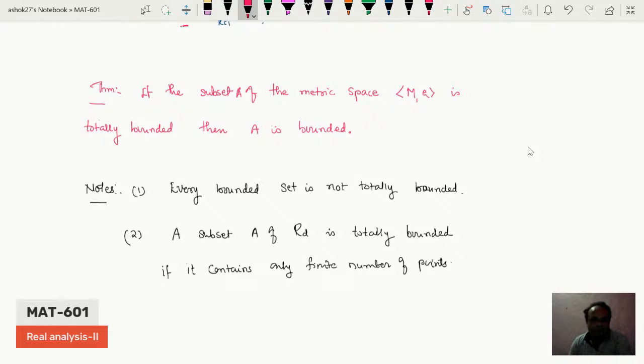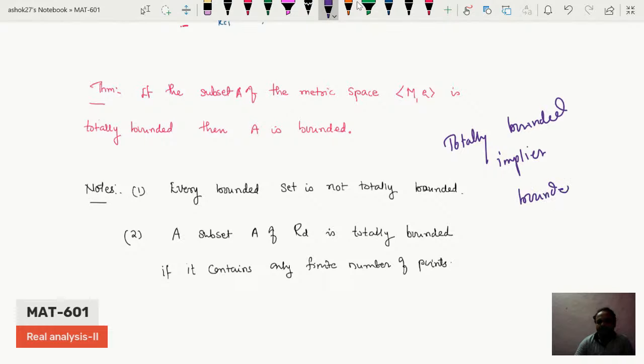There is one theorem. If the subset A of metric space (M, rho) is totally bounded, then A is bounded. Meaning totally bounded implies bounded, but bounded does not imply totally bounded. Totally bounded is a stronger concept than bounded. So every bounded set is not totally bounded, but every totally bounded set is a bounded set.